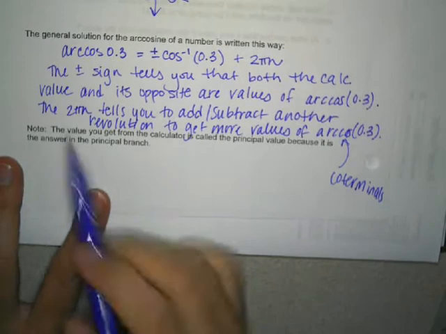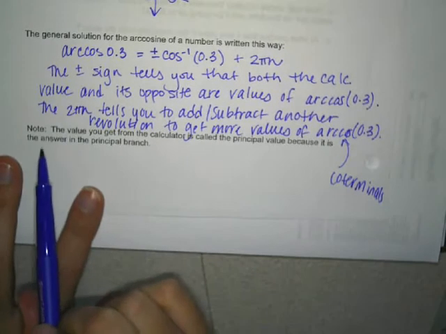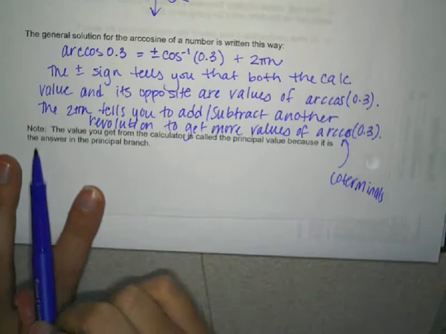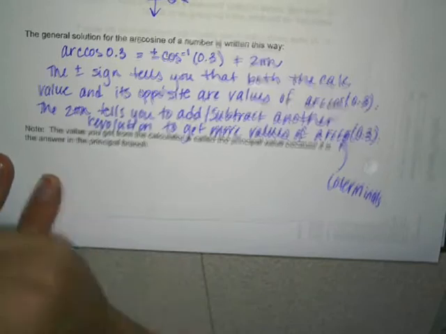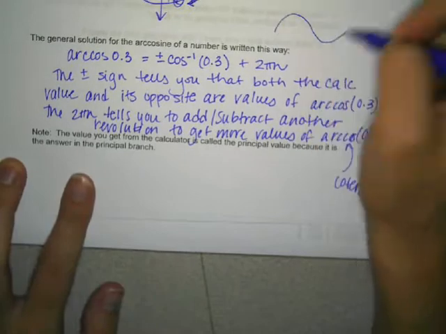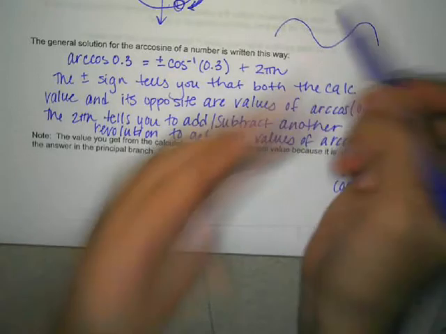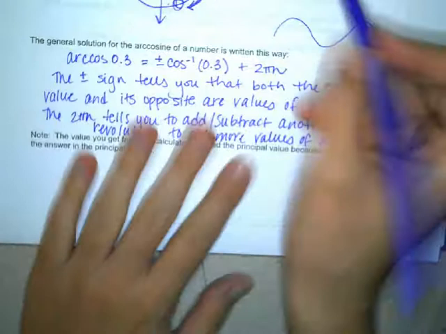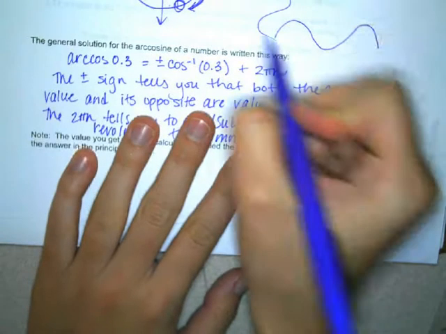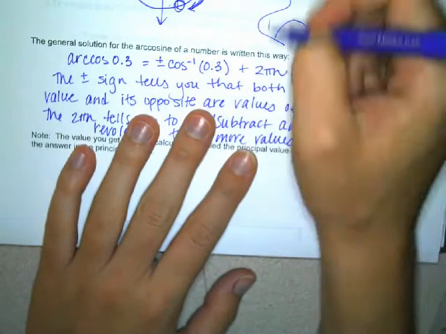So here, note, the value you get from the calculator is called the principal value because it's the answer in the principal branch. I know we talked about this a little bit when we were talking about inverse cosines, but remember how that's a sine or a cosine function. And with inverses or opposite functions, it flips it over a line. And when you flip a function like this, it ends up looking something like that. So it doesn't pass the vertical line test.